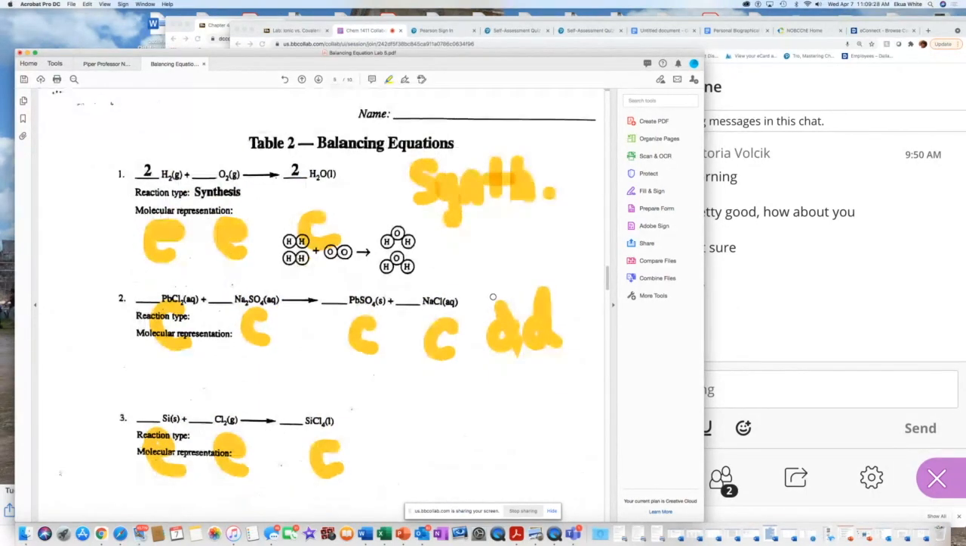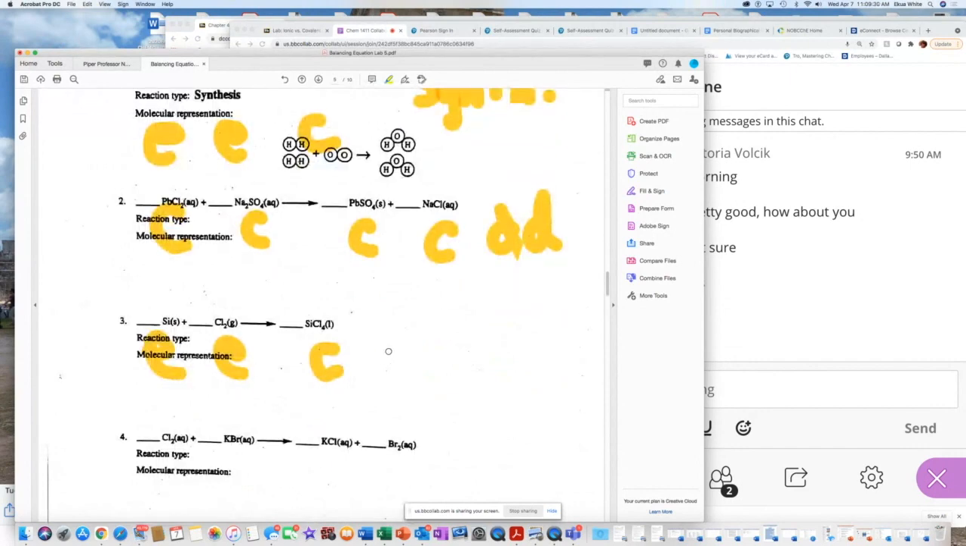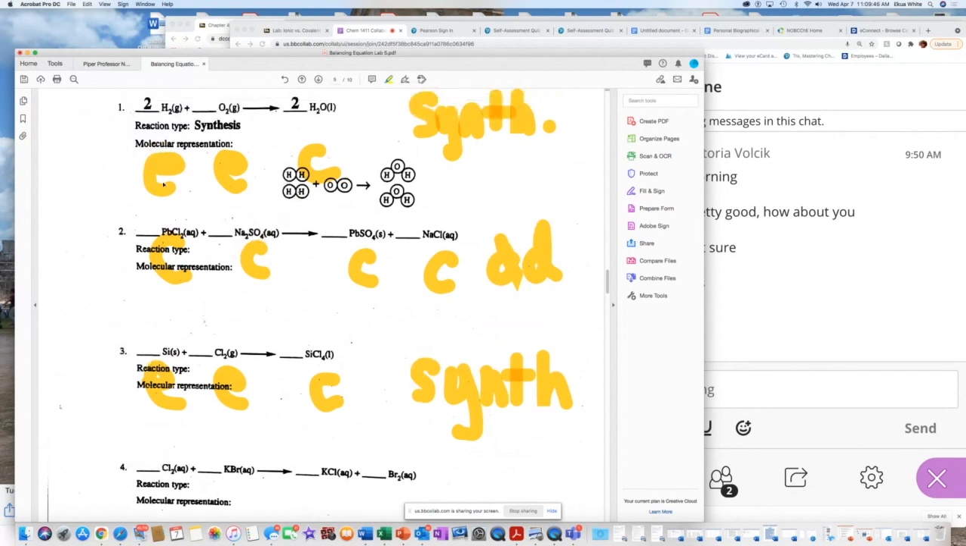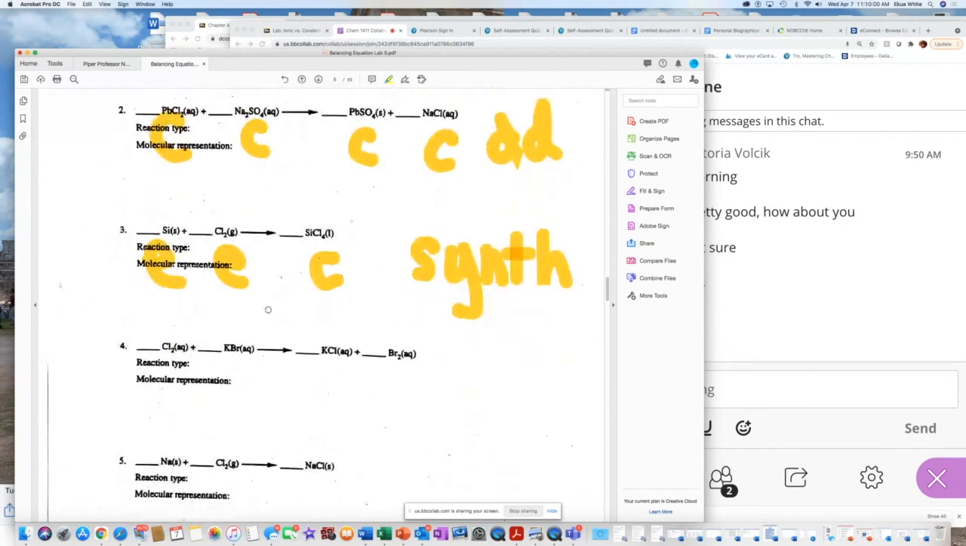I'll just write it as synth for synthesis. EEC again, you see the format, right? Synthesis. So I'm trying to make this as mathematical as possible, because that's where my strength is. My strength is not in words. My strength of understanding is in numbers. So if I see that sequence of EEC, element, element, compound, I can recognize the synthesis. Element, element, compound, synthesis. Compound, compound, compound, compound, double displacement. So I'm kind of going by that, right?